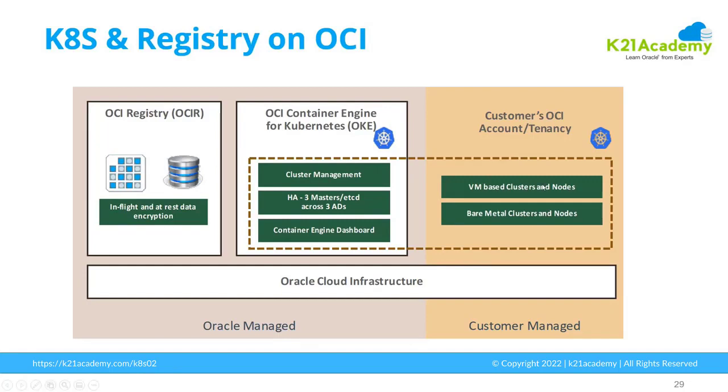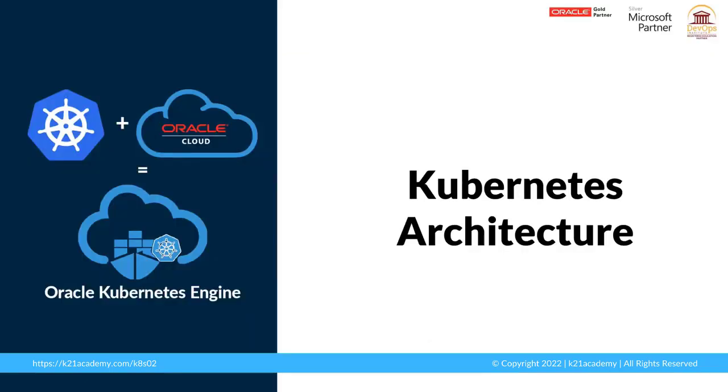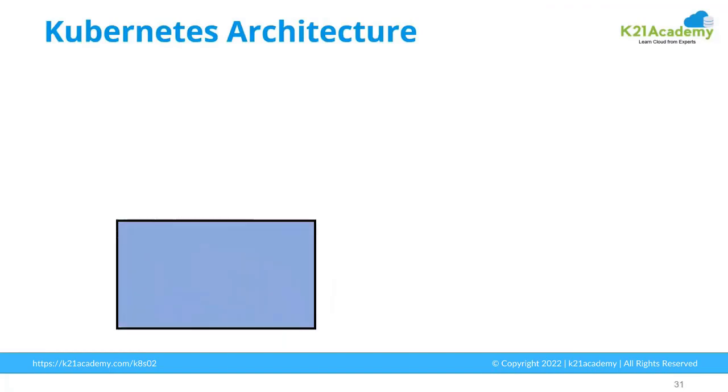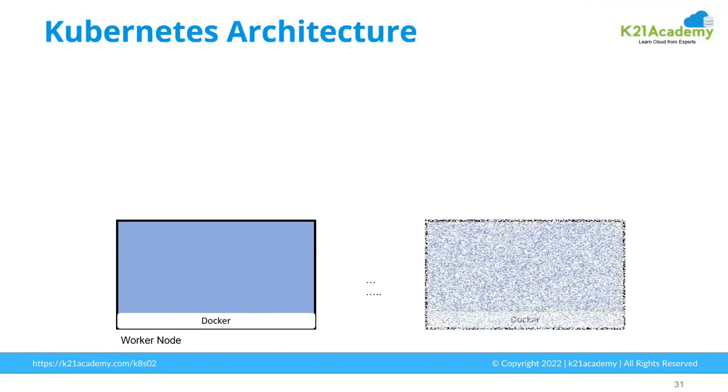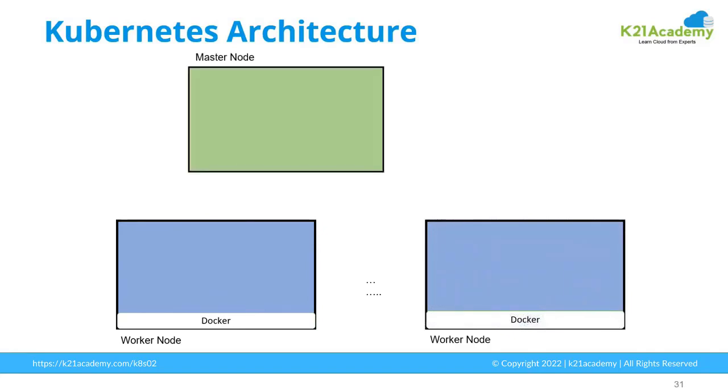And while deploying the Kubernetes cluster on Oracle Cloud, you can decide how many worker nodes you want and then later add or remove these worker nodes from the OCI console. And if you're a beginner in Kubernetes, you can look at the architecture of Kubernetes that consists of the worker nodes, or multiple worker nodes, and a master node.